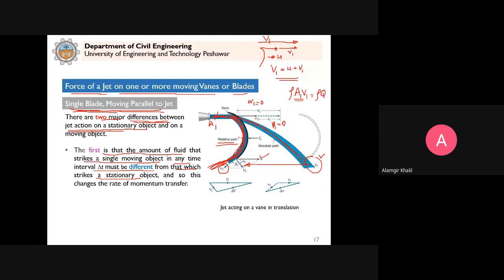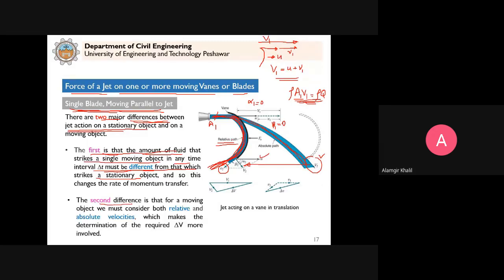But if the vane is in motion, then this discharge cannot hit the vane, but it will be less than that. Clear? I will show you how it is less than that. So the first thing is that the discharge that will hit the moving vane will be different from the discharge that will hit the stationary vane.